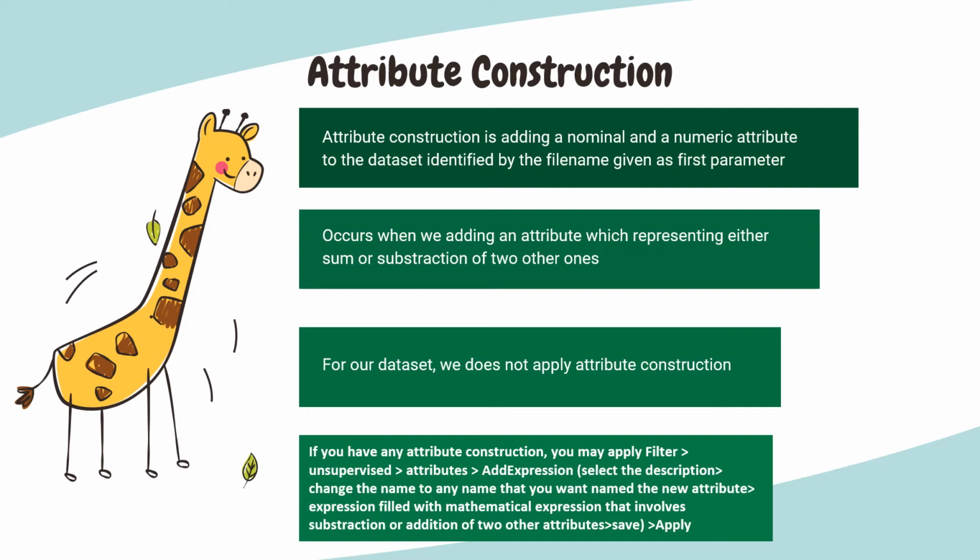Indeed, if you have any attribute construction, you may apply a filter, then click on unsupervised. After that, click on attributes, then click add expression. You may select the description and change the name to any name that you want. Name the new attribute. After that, you need to change the expression to a mathematical expression that involves subtraction or addition of two other attributes. Thus, you are done. Click on save and apply it to your dataset.